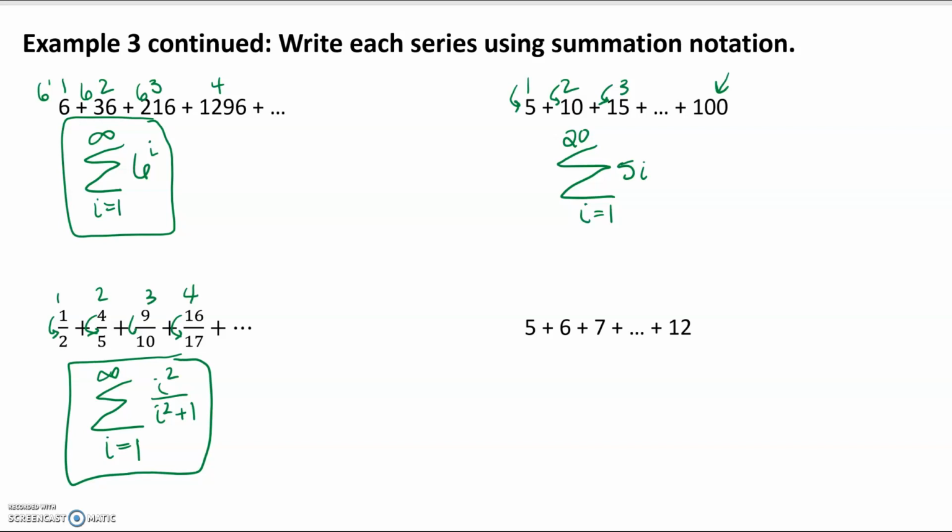Okay, last one of these, it looks like I'm just adding 1 each time. And I'm starting with my term number plus 4, so I know that's going to be my rule out here, my term number plus 4. I'm starting with my first term, which is a 5, and I have to count up 8 terms to get there, so 8 is what goes on top. That's my upper limit.